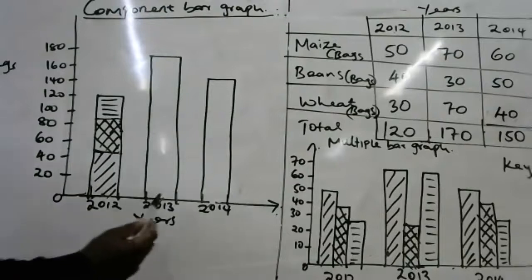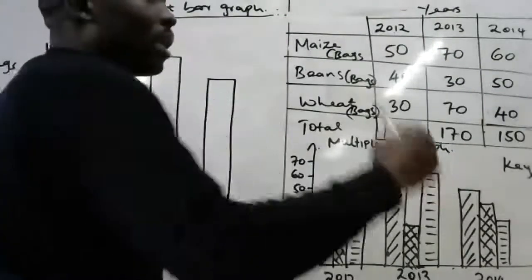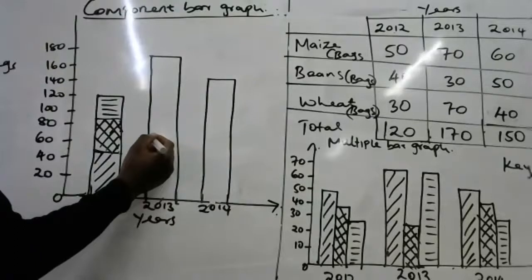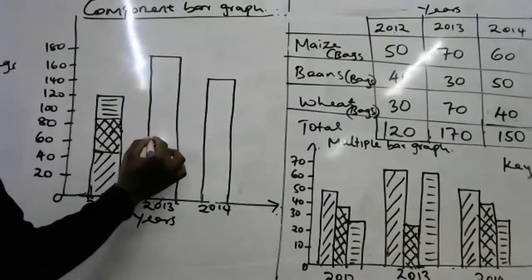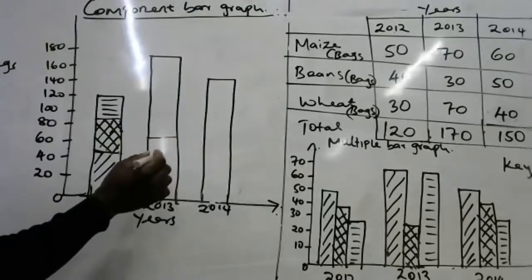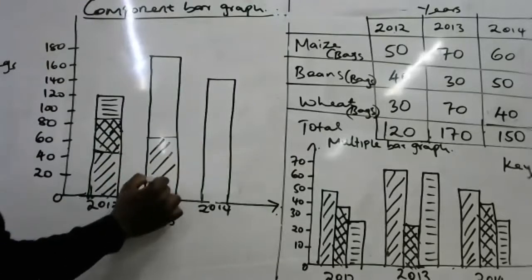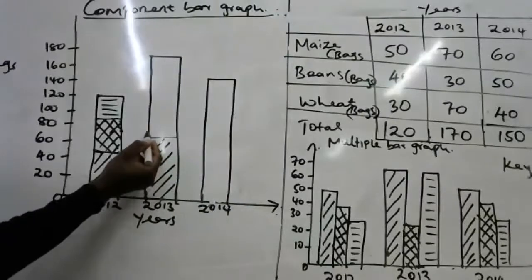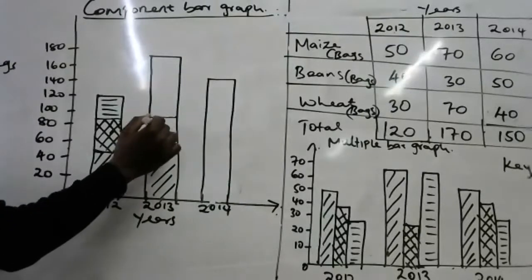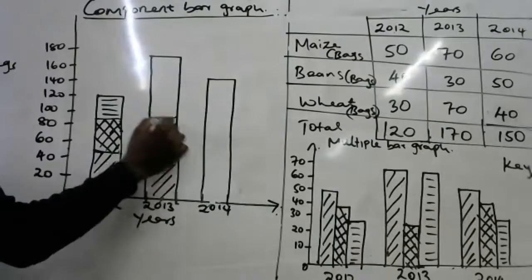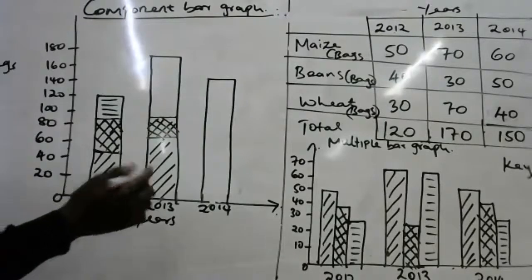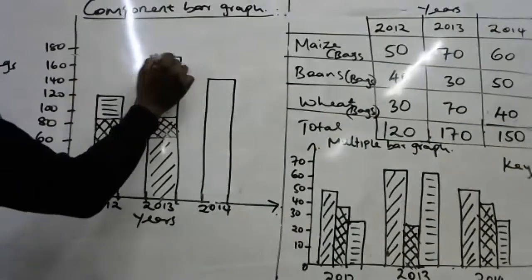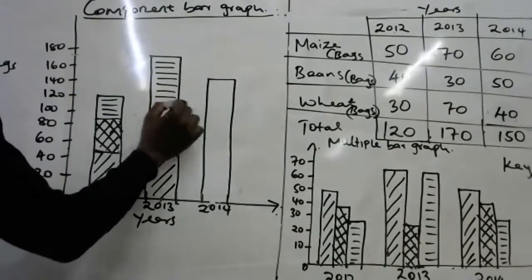We go to the second year, which is 2013, the total length is 170. But out of the 170, 70 were for maize. So you start from zero all the way to 70, between 60 and 80. You have 70 there. Just draw the line. That is the component for maize. Then 70 plus 30 equals 100. So you just go up to where you have 100, and you say that is the component for beans. Then the remaining part, which is 70, from 100 all the way to 170, the height of this, that is the component for wheat.